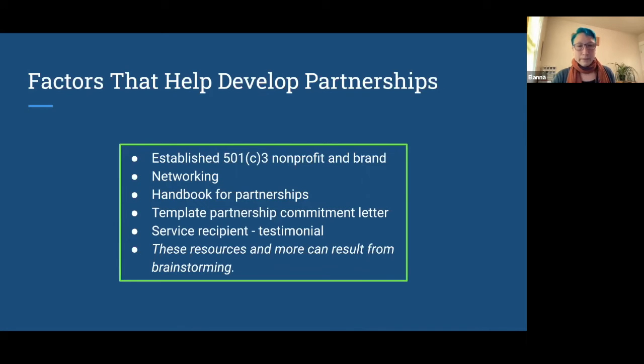And have a service recipient testimonial. Developing partnerships also depends on gaining other organizations' trust, and they have an opportunity to trust you if you have those testimonials and a record of how people are being served and how they've benefited from your services. These resources and more can result from brainstorming. So again, that's communication within your organization and with the stakeholders.